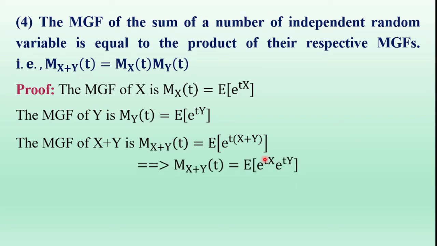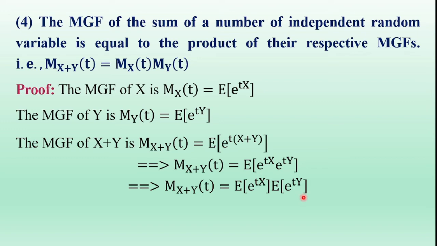Now here random variables X and Y are independent random variables. So if two random variables are independent of each other, the expectation of the product of the random variables is equal to the product of their individual expectations. That is one of the properties of expectation: E[XY] is equal to E[X] into E[Y]. So using that property, the RHS of this term is written as the expectation of e^(tX) into the expectation of e^(tY).